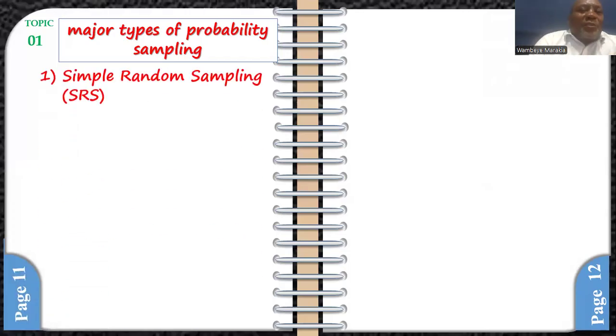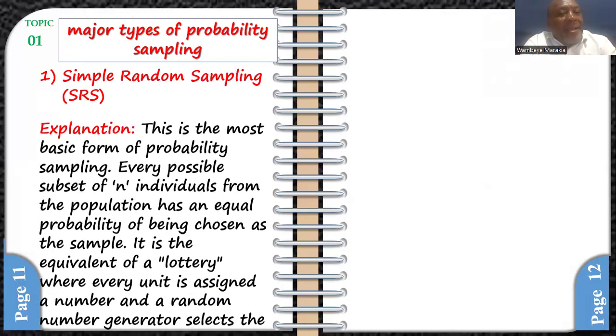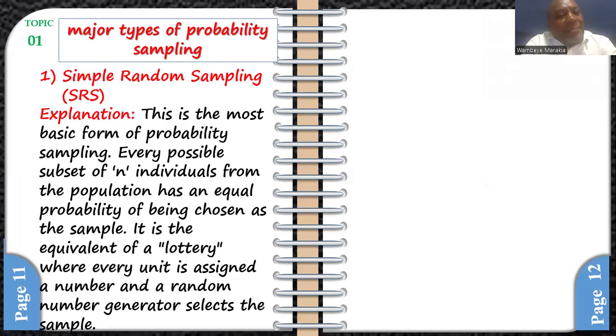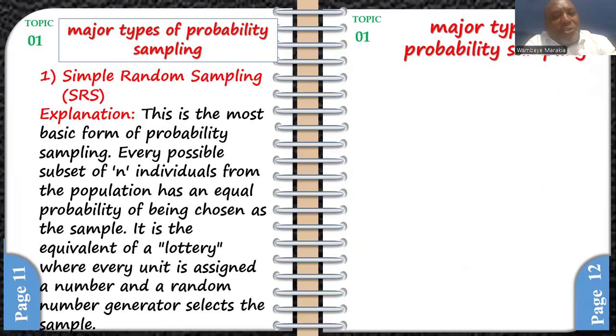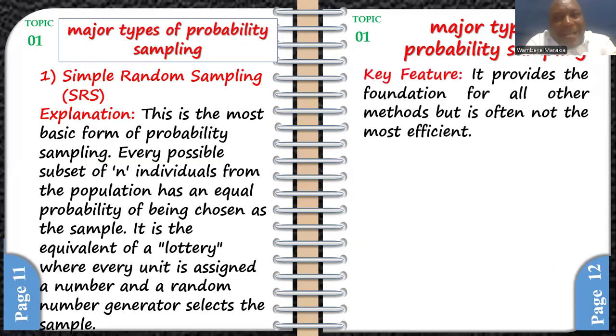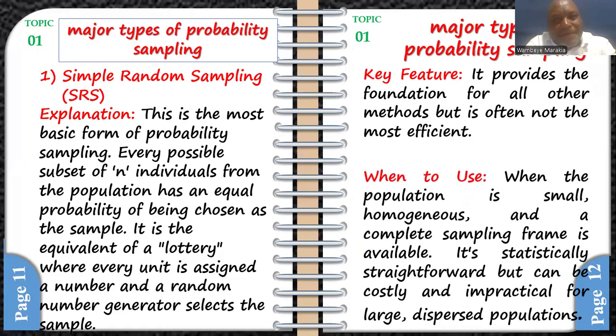Now, what are the major types of probability sampling? The first one is simple random sampling. This is the most basic form of probability sampling. Every possible subset of n individuals from the population has an equal chance, or probability, of being chosen as the sample. It is equivalent to a lottery where every unit is assigned a number and a random number is generated to select the participant. It provides the foundation for all other methods, but it's often not the most efficient.